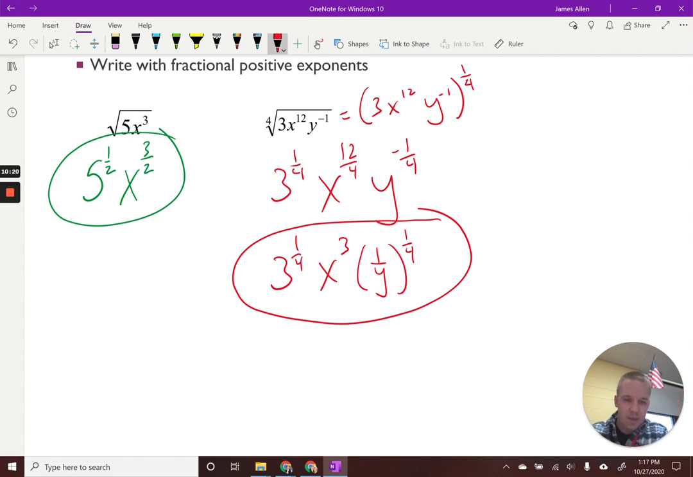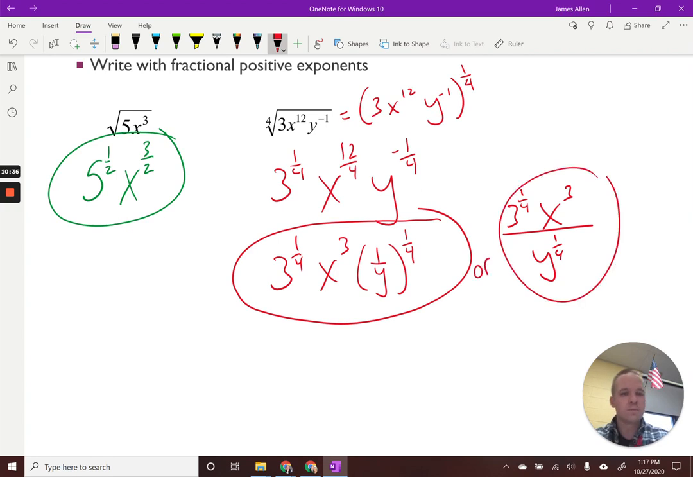Or we could have thrown the y into the denominator, so we could have done this. That looks like 3 to the 1/4, sorry. 3 to the 1/4, x to the third, all over y to the 1/4. So that could have worked too, okay? Wonderful.